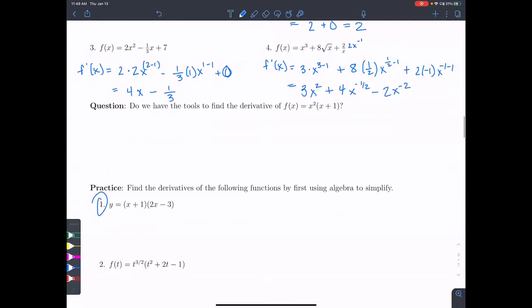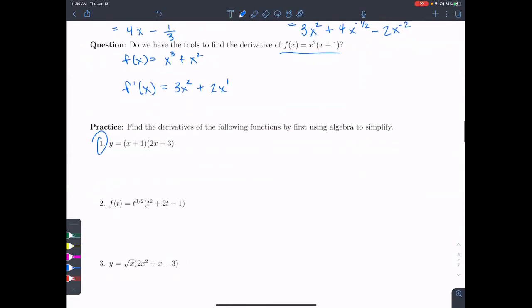But so do we have the tools to find the derivative of f of x equals x squared plus x squared times x plus 1? The answer is yes. Distribute this first, and then we can. So f of x is equal to x cubed then plus x squared, and then do the derivative. So f prime of x would be 3x squared, exponent down front, decrease it by 1, plus 2x to the first, exponent down front, decrease it by 1. I'll teach you a different way to do that as well, but I'll do that in a different video.